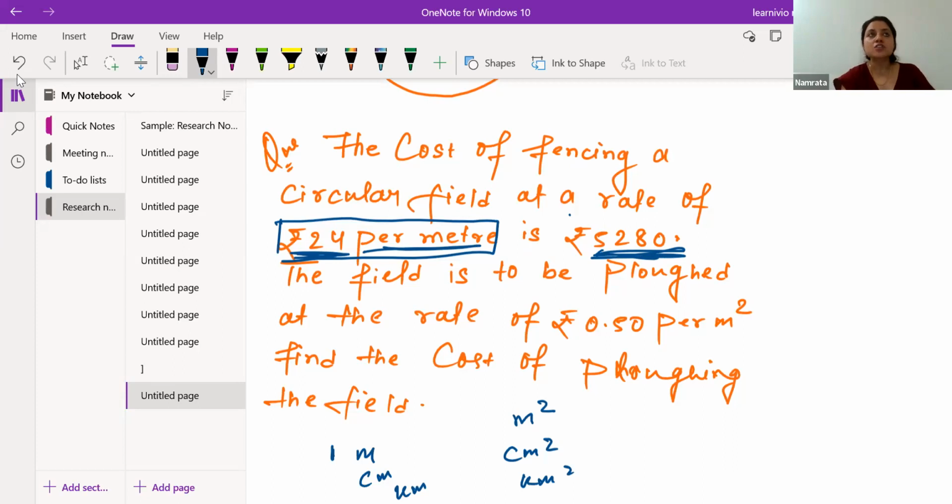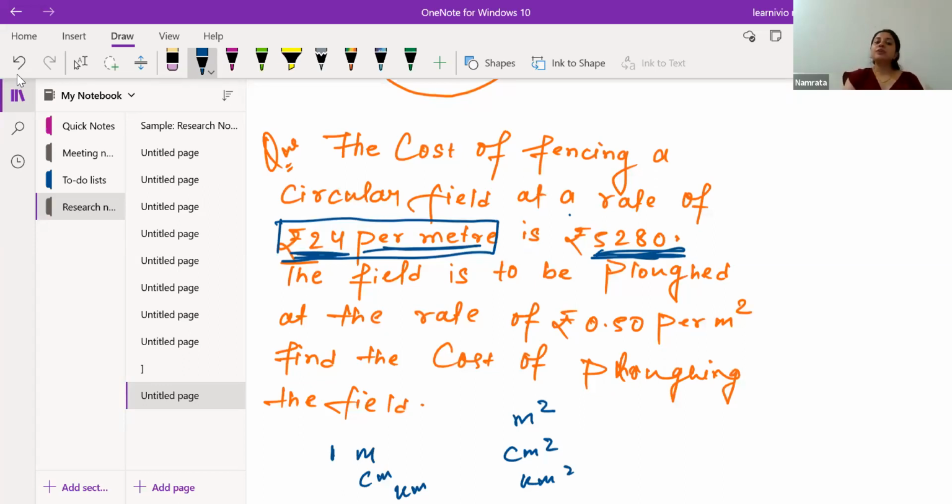It's like the price of a pen is 24 per pen, and the total price I have spent is 5,280. It's just like this case. One pen costs this much, and in total I have spent 5,280 rupees in the market to buy a lot of pens. Like this scenario, to cover one circumference, 24 rupees is the rate, and in total they have spent 5,280 rupees. Got it?